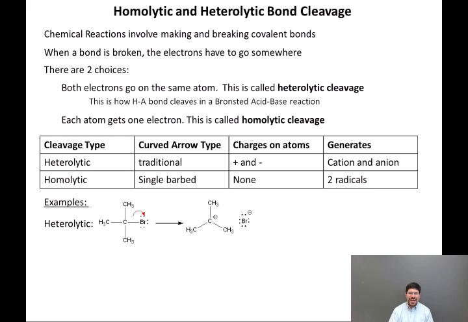Homolytic cleavage, on the other hand, instead of using traditional curved arrows, uses singly barbed arrows, which are indicated on the example here. In the end, you end up with no charge on either of the two atoms. So in this example, we have a molecule of elemental bromine, Br2, breaking apart, cleaving the bromine-bromine bond to form two Br atoms which have an unpaired electron.